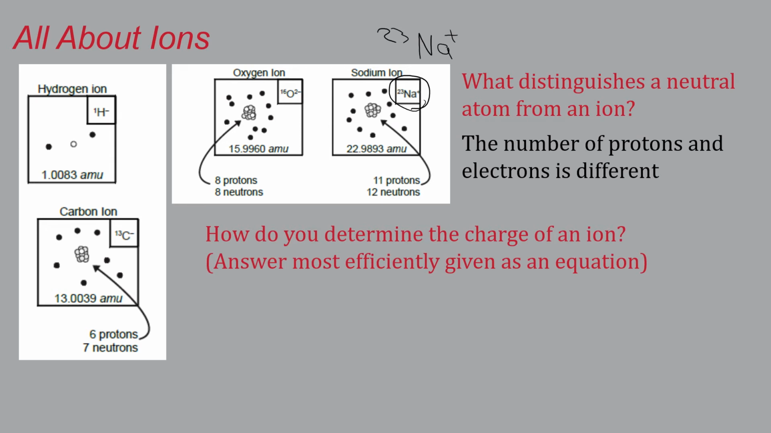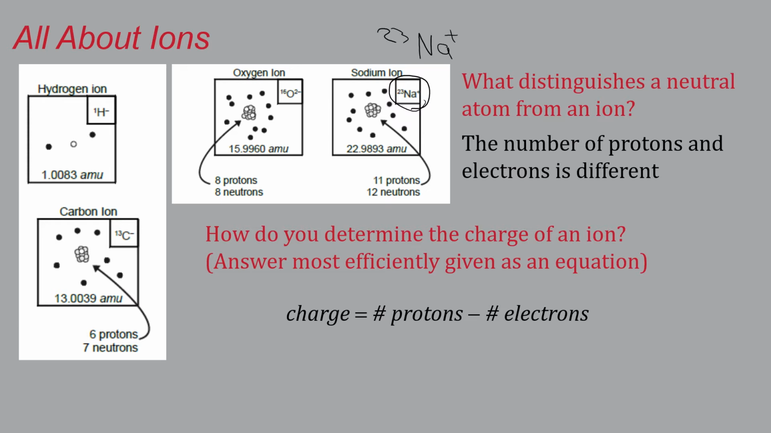So the next thing you need to be able to do is figure out, given a picture like this, or the information contained in that picture, how you determine the charge of an ion. And this is a case where I think math is actually a much more efficient language than English or French or Spanish is. It's just the difference between the number of protons and electrons that gives you the overall charge. If you define the charge as the number of protons minus the number of electrons, you will get the sign of the charge right.